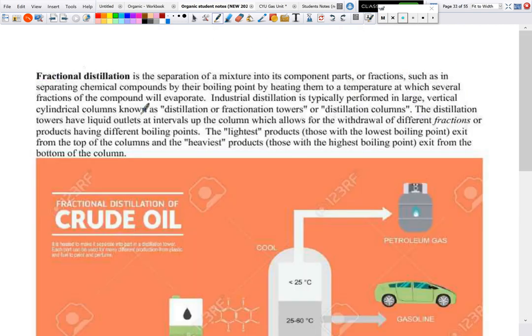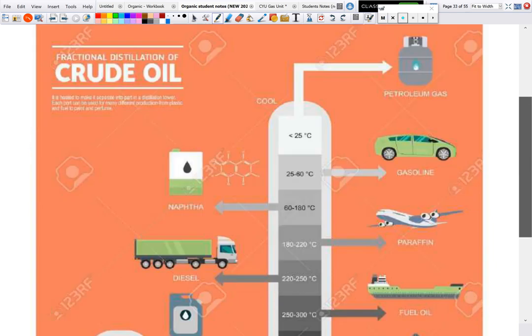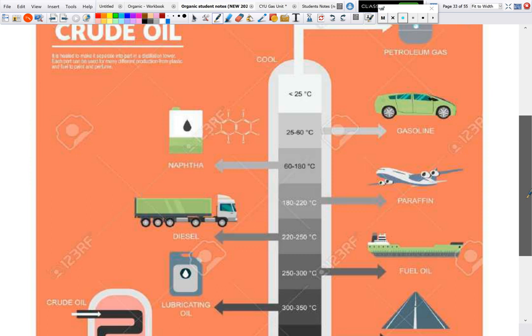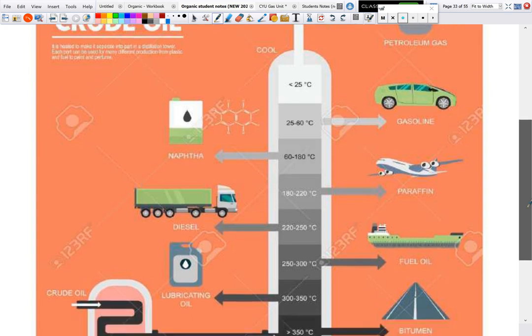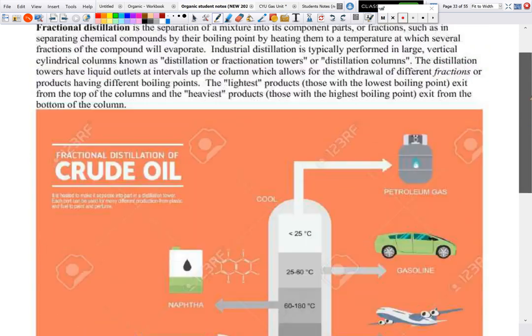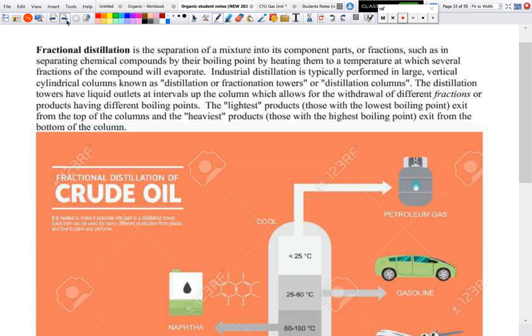Now it's just a little thing here for you to read, and same thing, a big visual on the different boiling points and what some of the fuels are used for, right? So like diesel and fuel oil and bitumen and lubricating oils and gasoline and stuff like that, right? So this is handy for you to look at and see what some of these petrochemicals are.